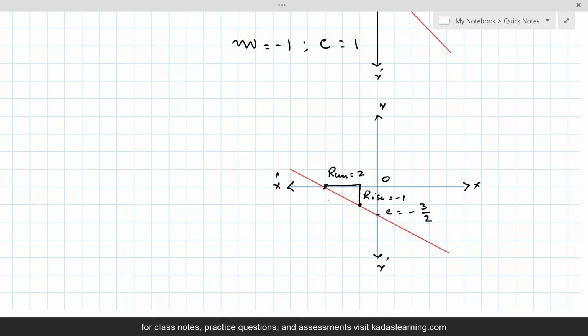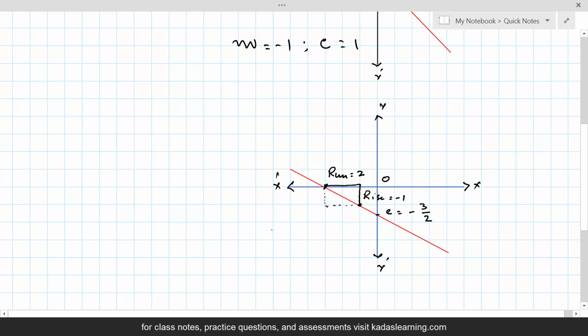It doesn't matter if you go this other way, like from here, that still is going to be the same because in that case rise will be -1 and run again will be +2. So it doesn't matter which path you follow, you'll always have the same slope for the line as long as you are taking 2 points on the same straight line.